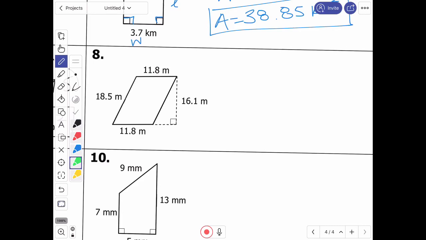With 8, I noticed that it looks like a parallelogram, and I can say that it's a parallelogram because of these 2 sides right here being congruent, okay? So since those 2 sides are congruent, I can say it's a parallelogram and not a trapezoid. So for a parallelogram, my area formula is just base times height, okay?